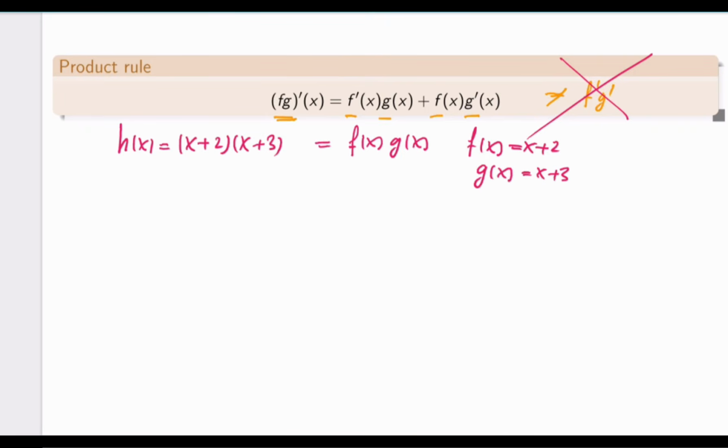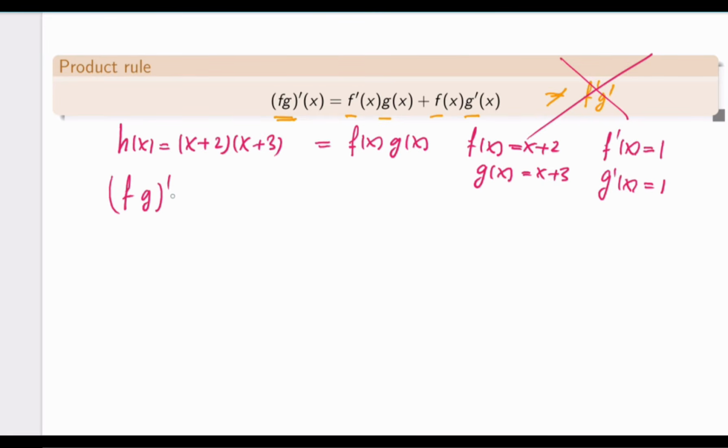Now look at the product rule again. You do need the derivatives of f and g on their own. And we can do this now. So f prime of x is 1, okay, and g prime of x is 1. Derivative of x is equal to 1. Derivative of 2, which is a constant, is 0, so this goes away, and the 3 goes away.